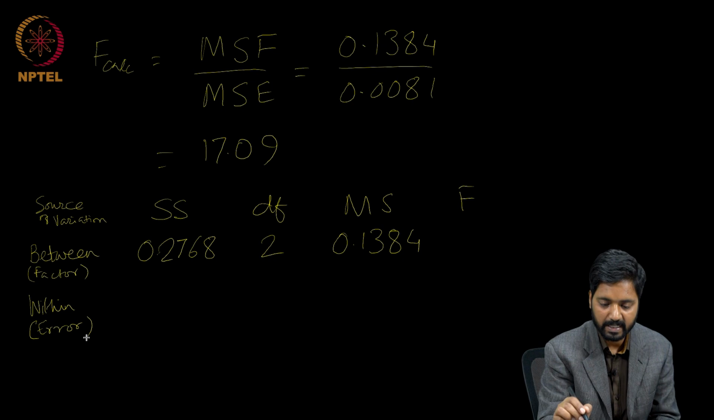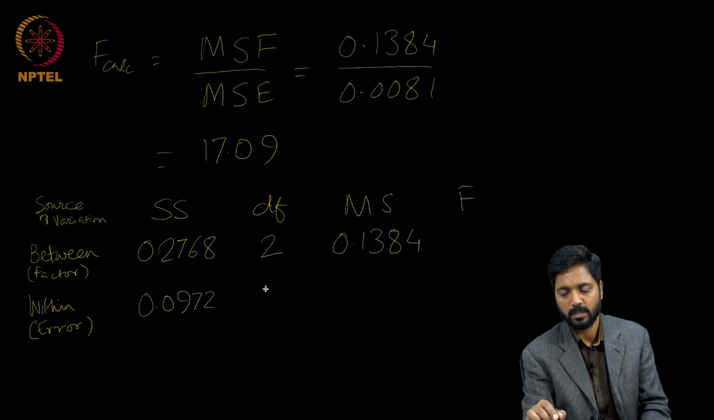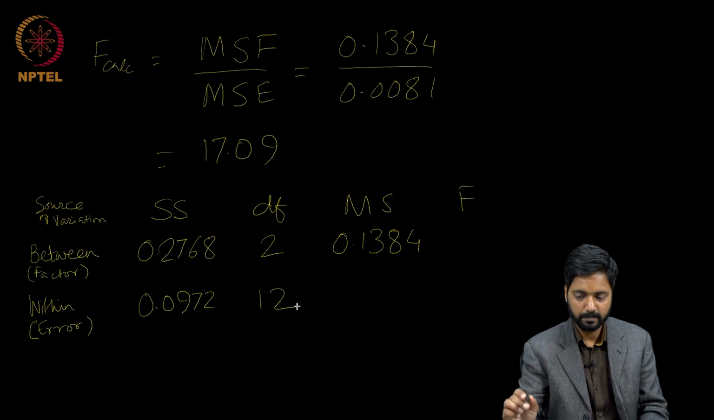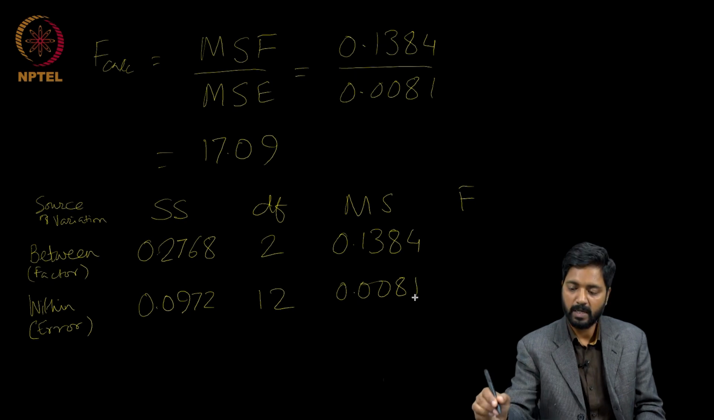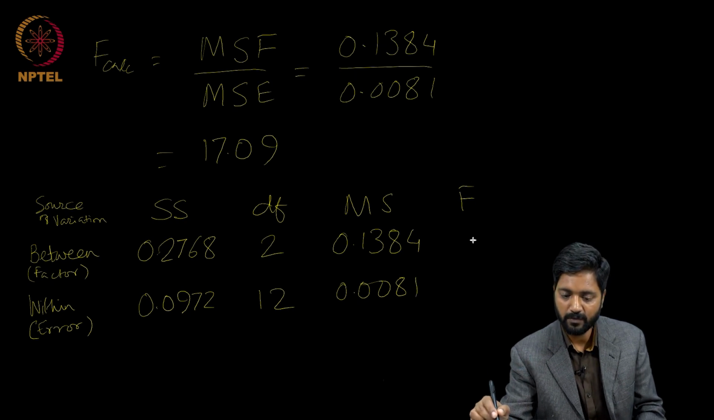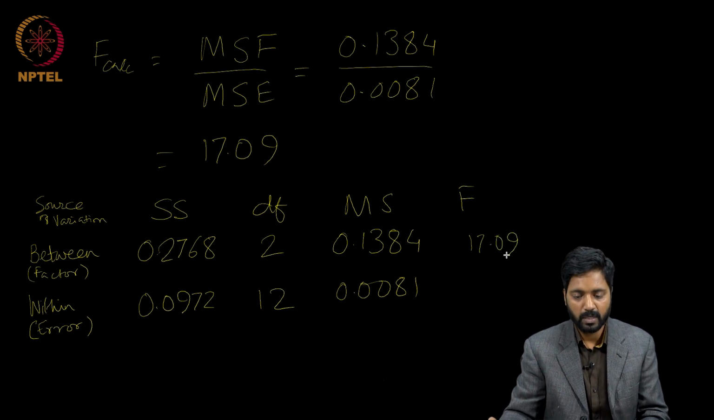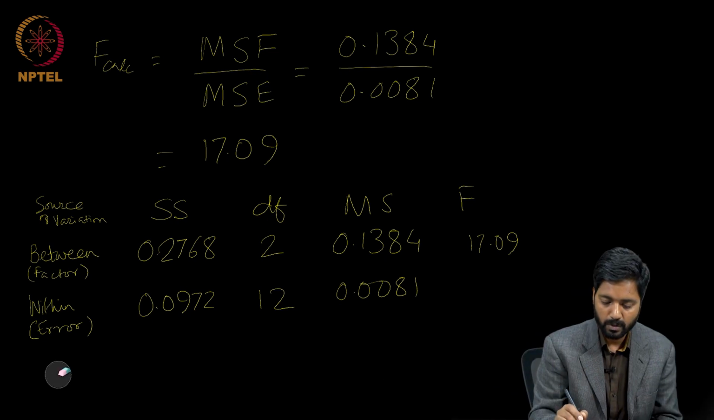Similarly, for the source of variation within, that is the error, the sum of squares due to errors was calculated as 0.0972. The degrees of freedom is 15 minus 3, which is equal to 12. The mean square error is 0.0081. This is already given, and we have already calculated the F value as 17.09.